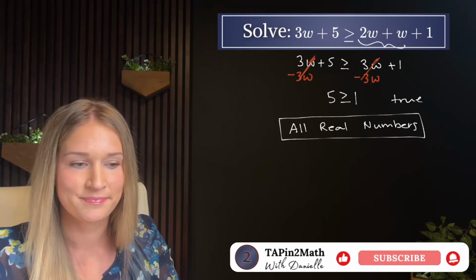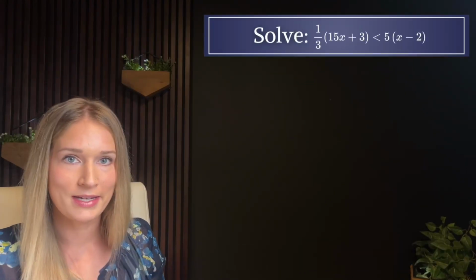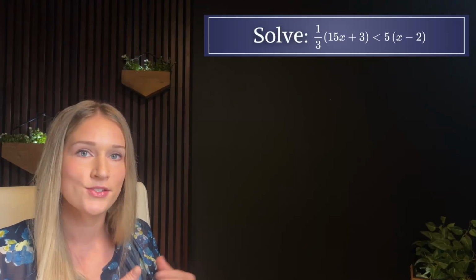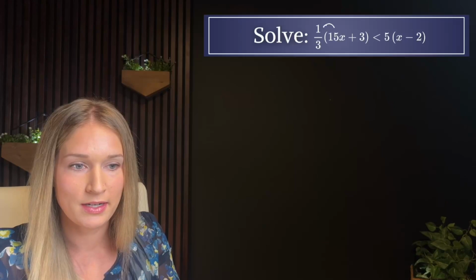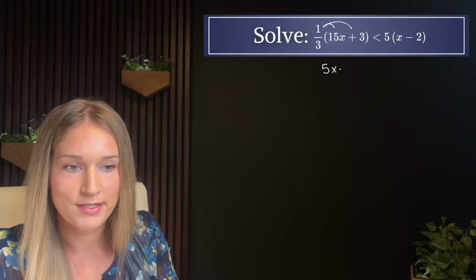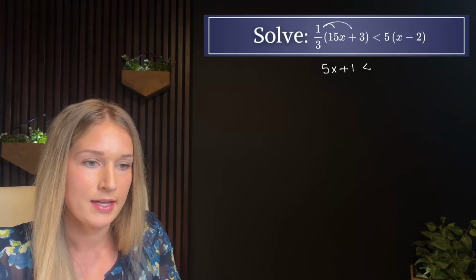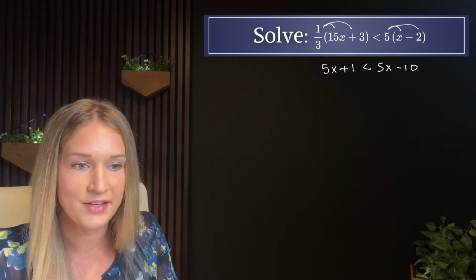Let's do another one. Again, what I'm going to do is simplify the left-hand side and the right-hand side separately first, and then I'll start moving things around. So I'm going to take my 1/3 and distribute it in. 1/3 of 15x is 5x. 1/3 of positive 3 is 1. And I multiply my 5 on the right-hand side to get 5x minus 10.